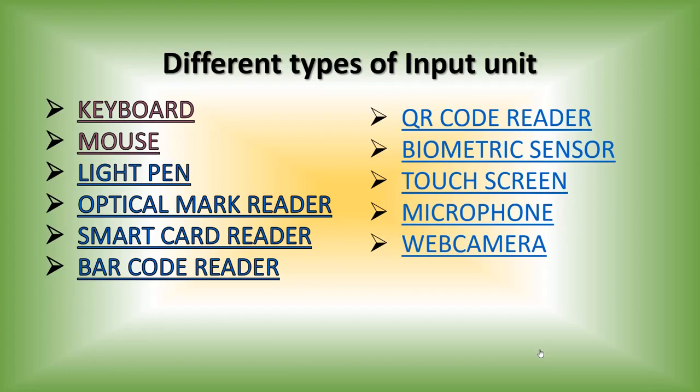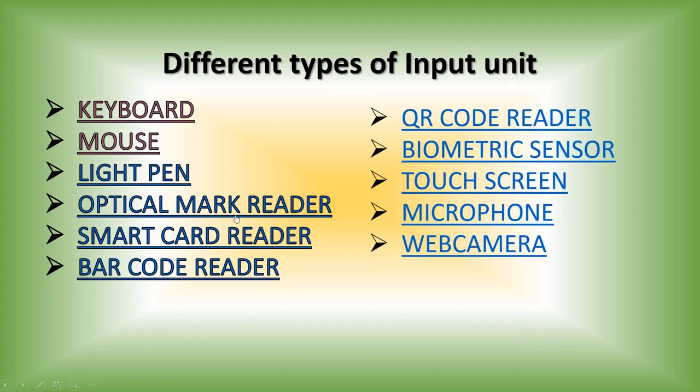This pen consists of a photocell. This photocell identifies where you touch on the screen. Using that, the position will be converted into a binary format, which is then transmitted to the computer system. I'll show you the picture of the light pen.